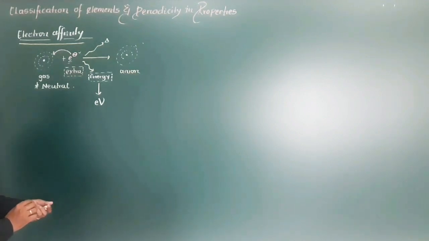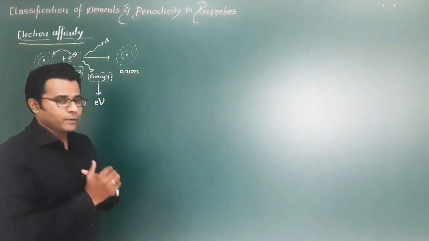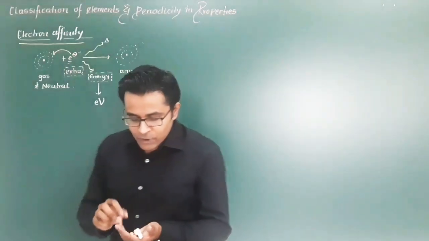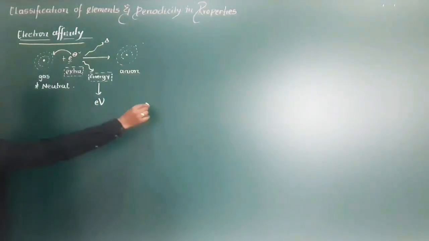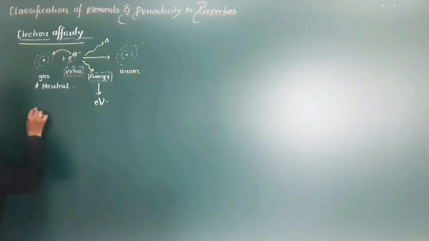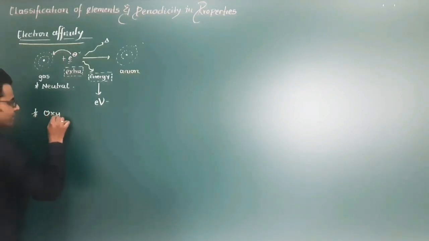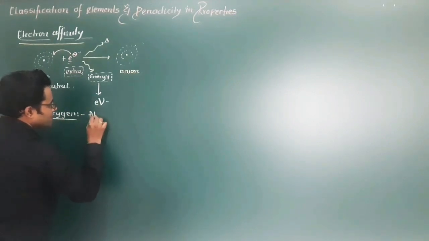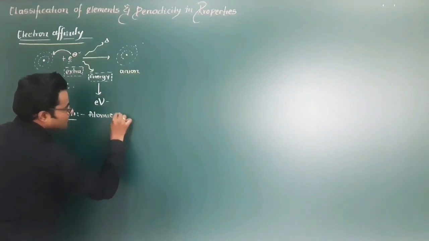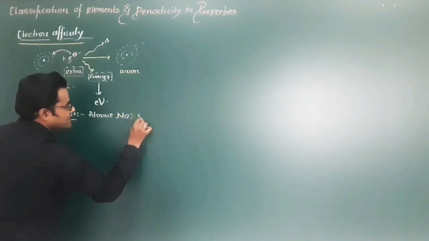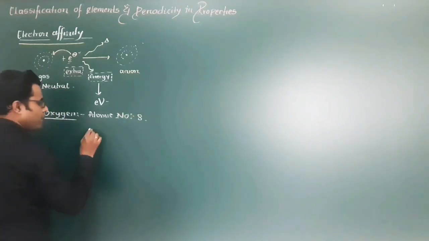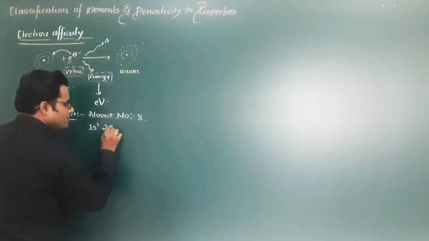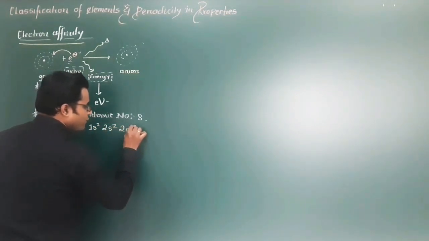Now, we'll take one example in order to understand the concept of electron affinity in a much better manner. We are going to take oxygen. The atomic number of oxygen is 8, so the electronic configuration is 1s2, 2s2, 2p4.